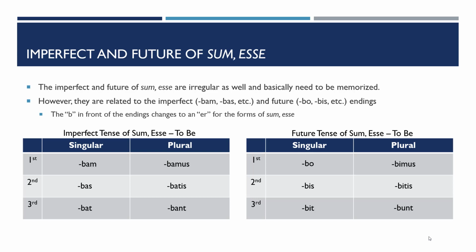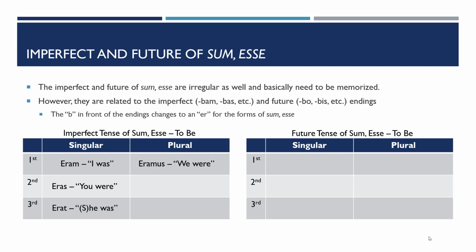Essentially, all that changes is that the B in front of all of these endings changes to an ER, and that's how you get the forms of the verb to be in these particular tenses. So if you know the Chapter 5 material, these endings, bam, bas, bat, bo, bis, bit, change the B to an ER, and that gives you your forms for the verb to be in the imperfect and the future tenses. So what we have is eram instead of bam, I was. Eras instead of bas, you were. Erat, he, she, or it was. Eramus, we were. Eratis, you were.